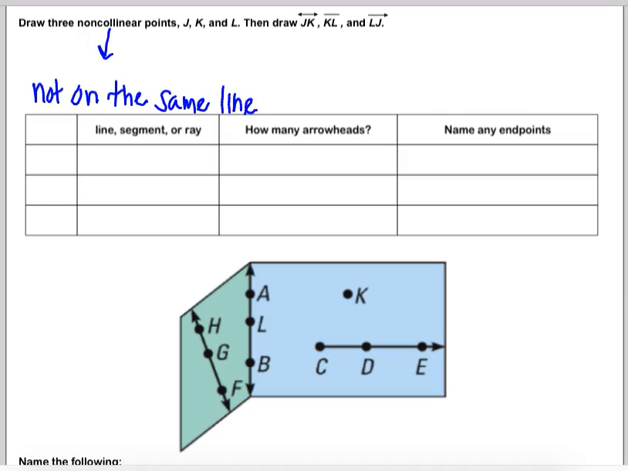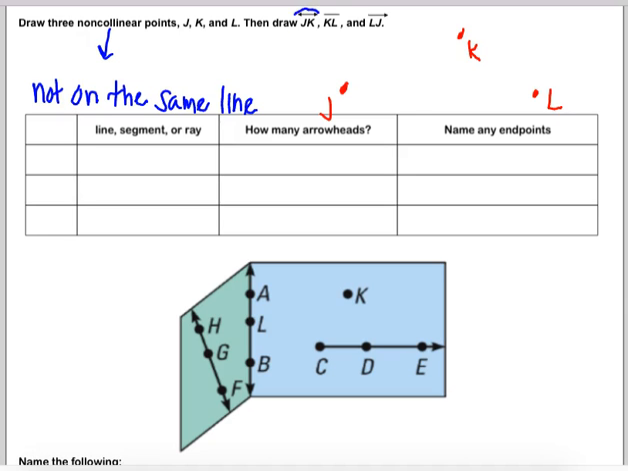Okay, so non-collinear means 3 points not on the same line. So, okay, I think we can handle that. Here's J, K, and L. I think we can all agree that you could not draw a single line through those 3 points.